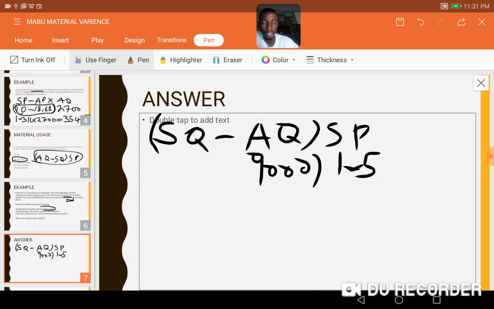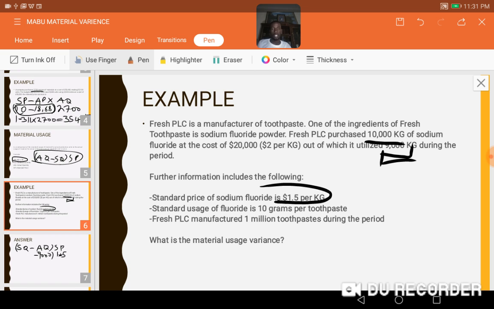1.5. My pen, guys, is acting up. This is 1.5, right? 1.5. But what is our standard quantity? They are saying standard usage of toothpaste is 10 grams per toothpaste. Standard usage of the sodium chloride.